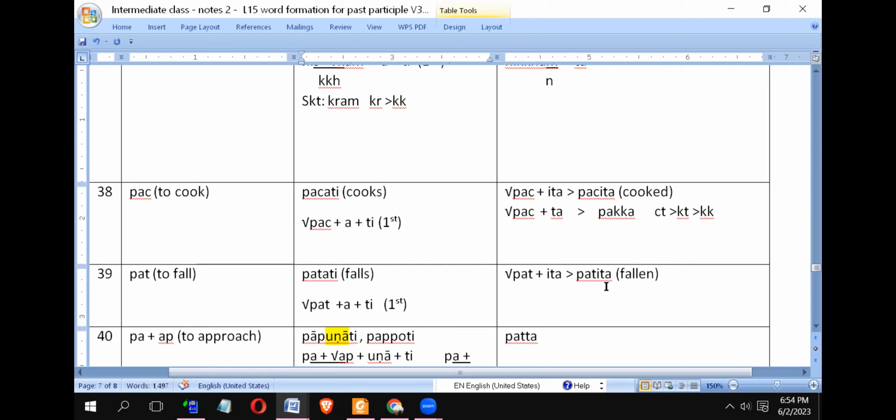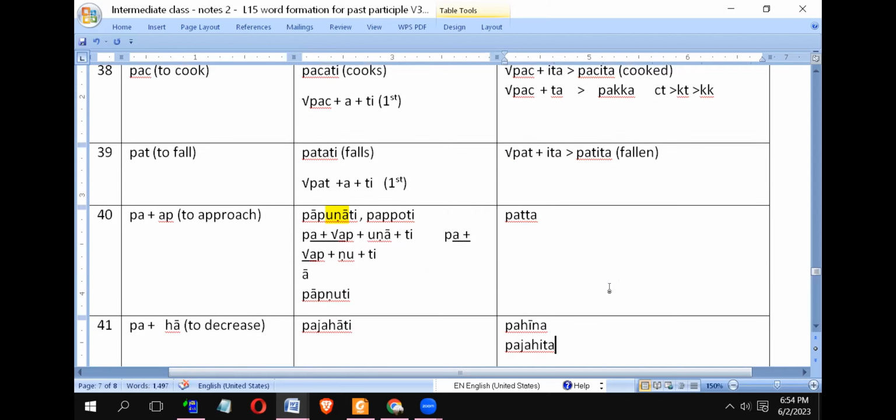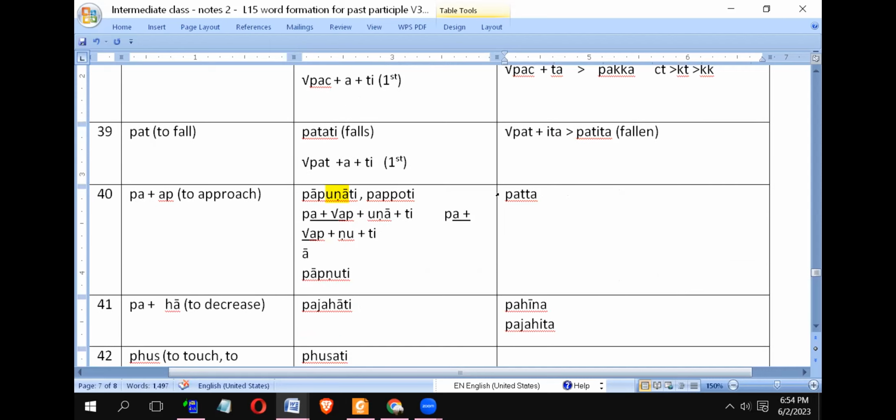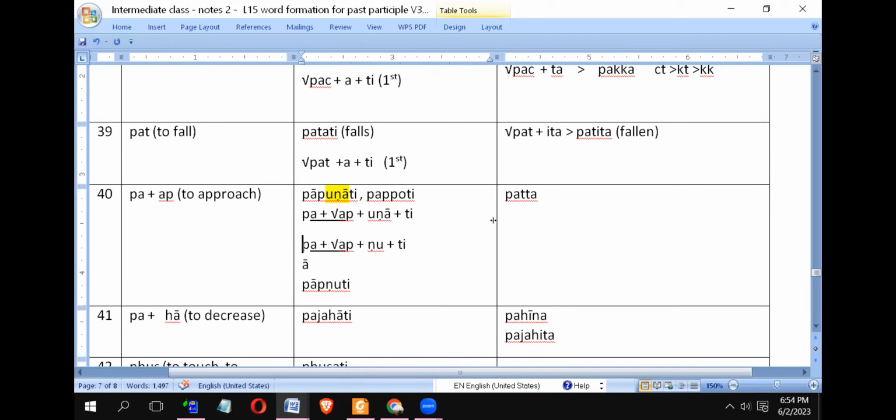Do you see this in the lesson? Which lesson do you see this in? Not 1, 2, 3, 4, right? I think not yet. Okay, next one. I think I explained this one 2 times already, so I will just skip it. So pa plus una. Do you need me to explain again? Pa and up is approach.